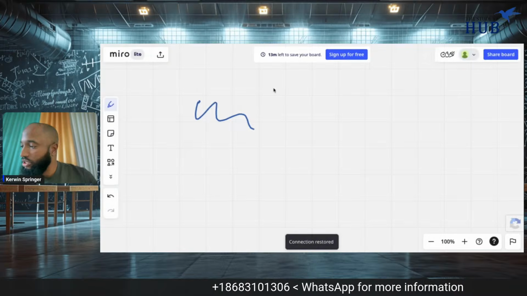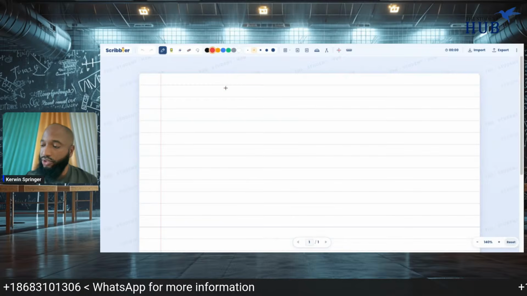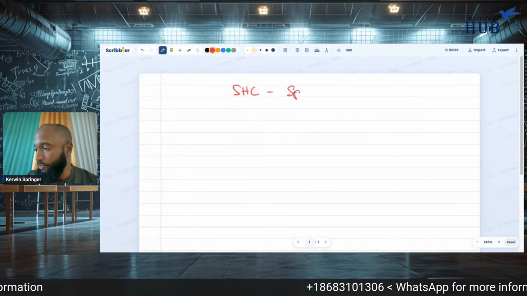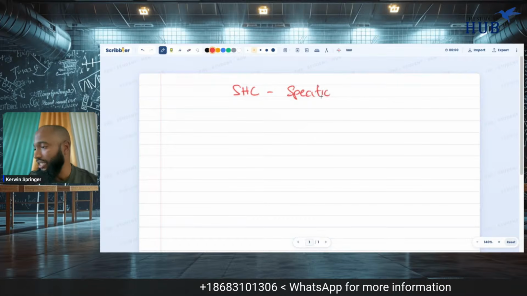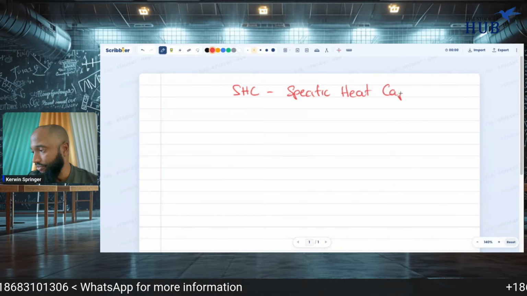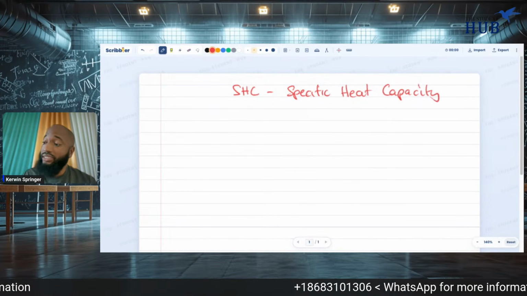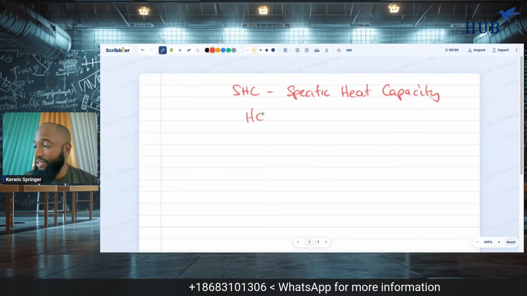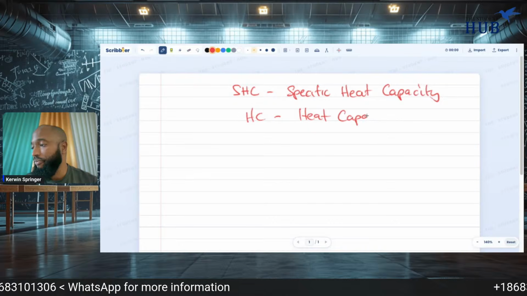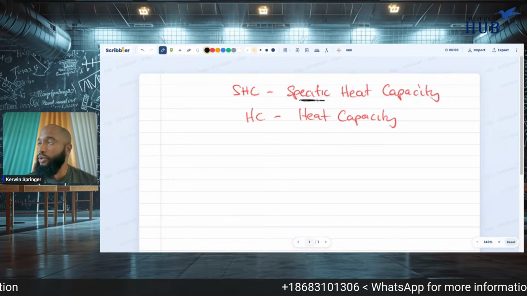So every time we come across a topic, we'll want to go through the little mind map surrounding it. So specific heat capacity, SHC, sometimes it's called that. Specific, the word in maths and science, when you see specific, what does that tell us? Why did they use the word specific? Because there is something called heat capacity. What's the difference? Yes, per unit mass. So this specific here means per unit mass.